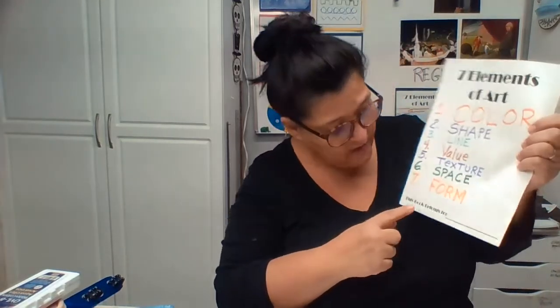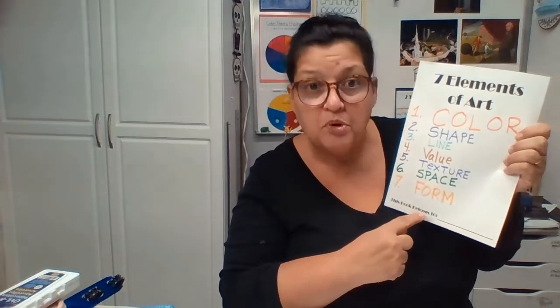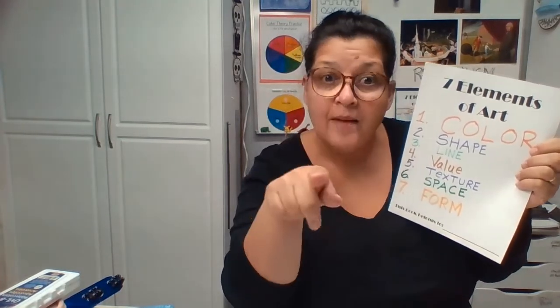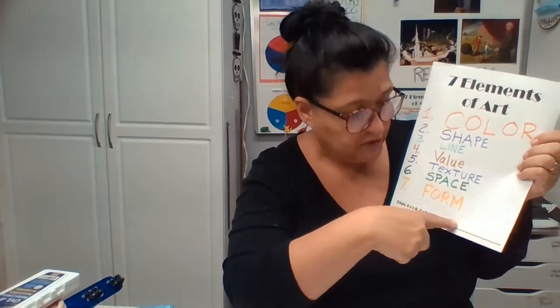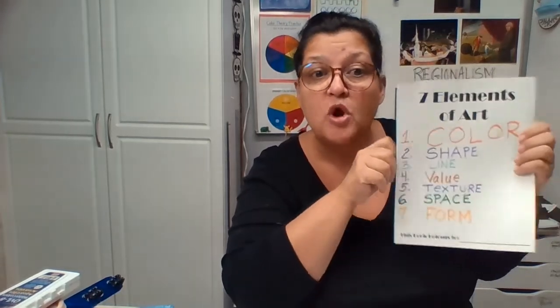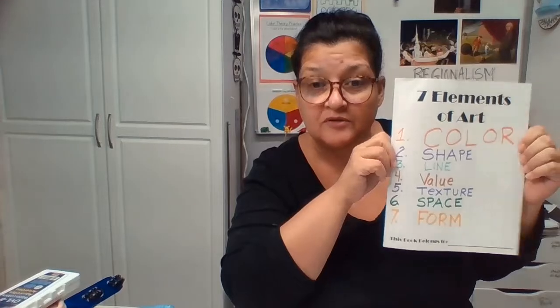So I want you to save that as the cover of your book of elements that we together are going to create. If you notice on the bottom, this book belongs to. What should I put there? How about your name? Put your name at the bottom so nobody takes your book of elements. So that page is done.